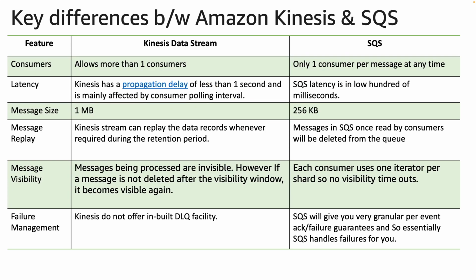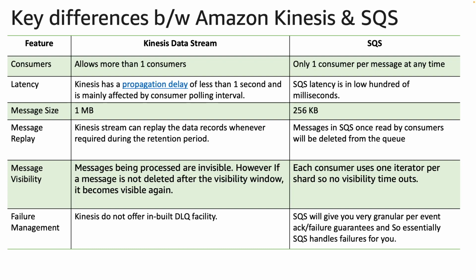Now, let's take a look at the key differences. I have already covered most of the key differences when I was talking about Kinesis and SQS, but at a top level, if you have to summarize this in a clean way, this is how it looks. On the left, we have some features that we can compare in terms of Kinesis data stream and SQS. Consumers: with Kinesis data stream, you can have more than one consumer. In SQS, you can only have one consumer per message at one time.